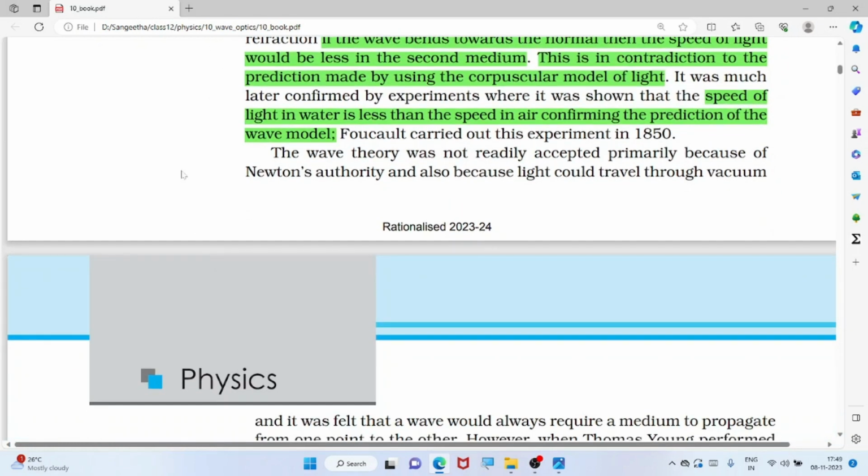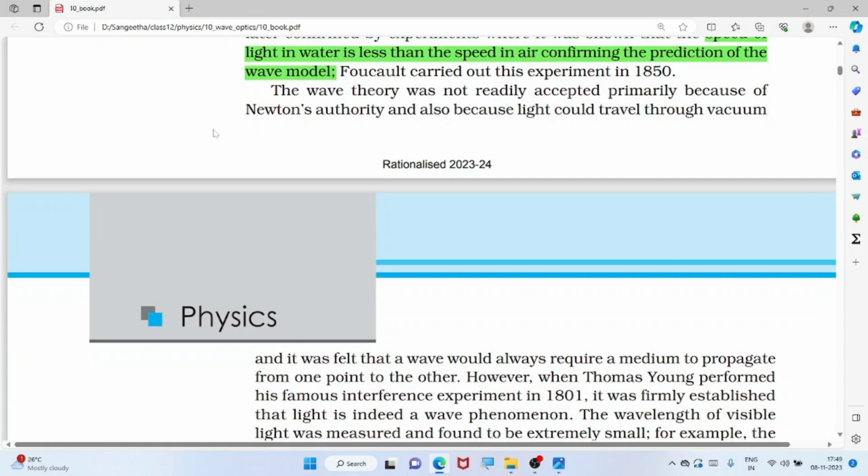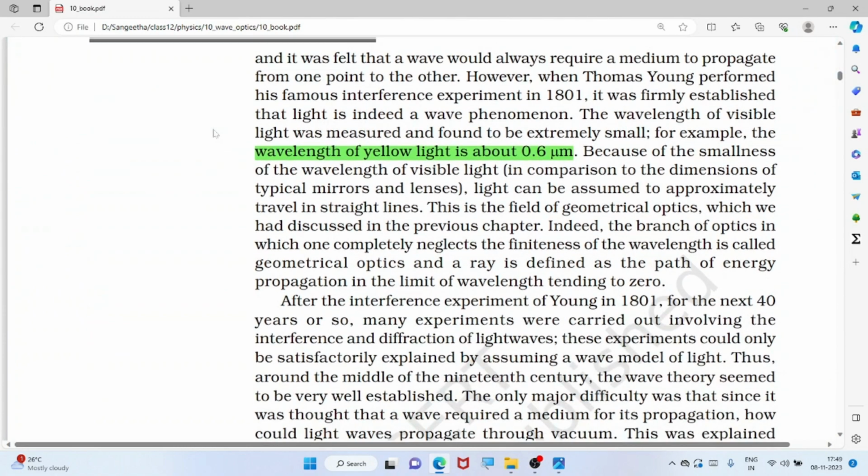So chapter 9 is ray optics. This is the wave nature of light. In this chapter we will study the wave nature of light.